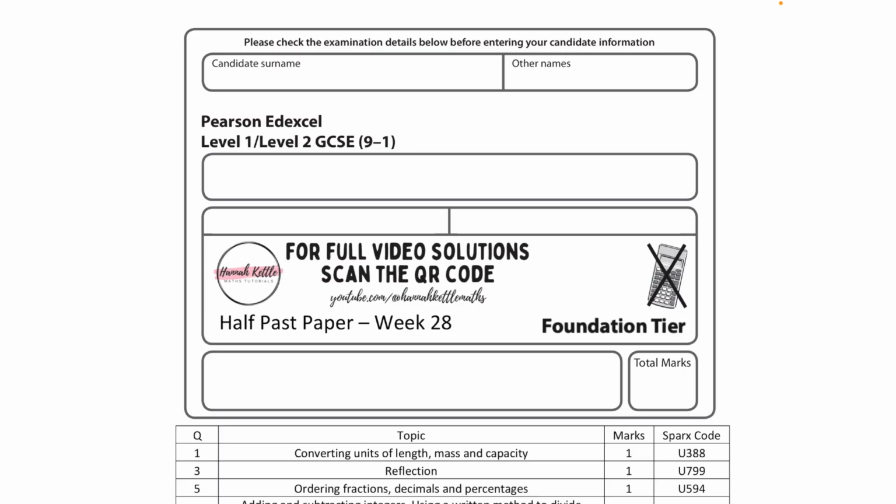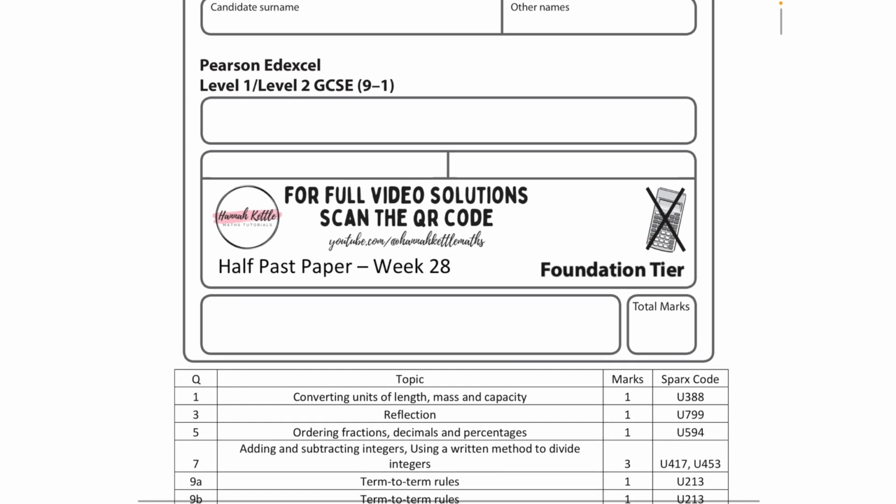This is Half Past Paper, week 28 for the foundation tier, a non-calculator paper today. So here we go. We've got all the odd numbers today.